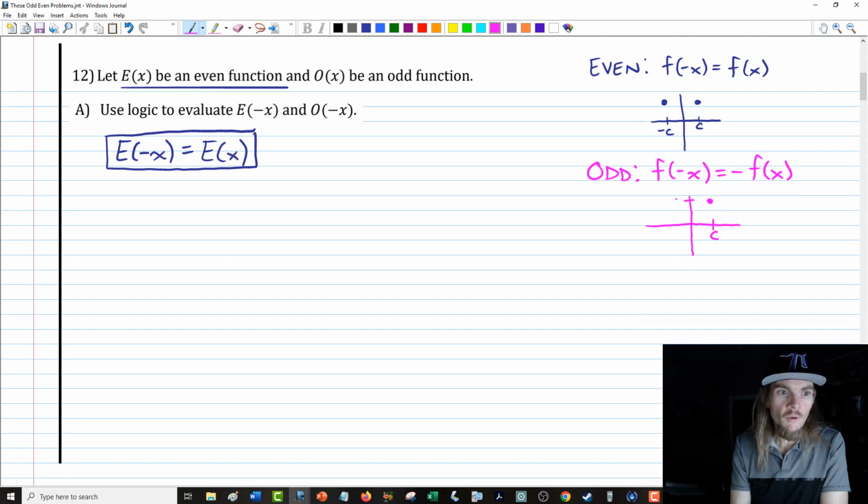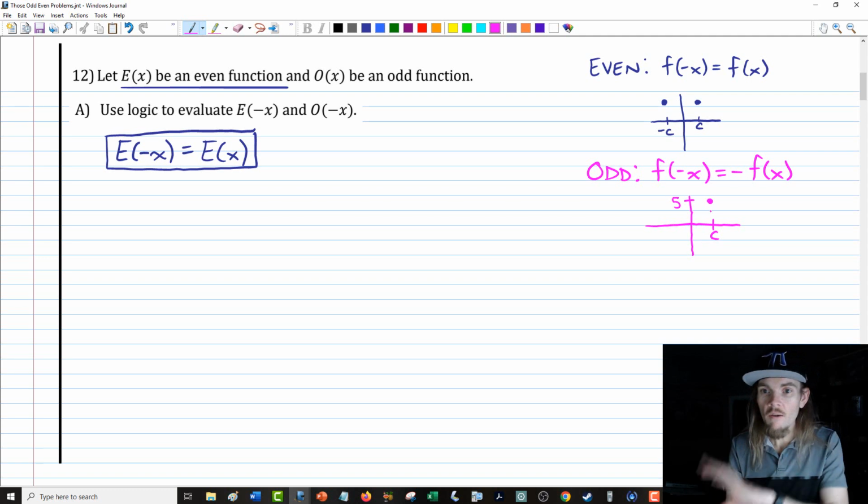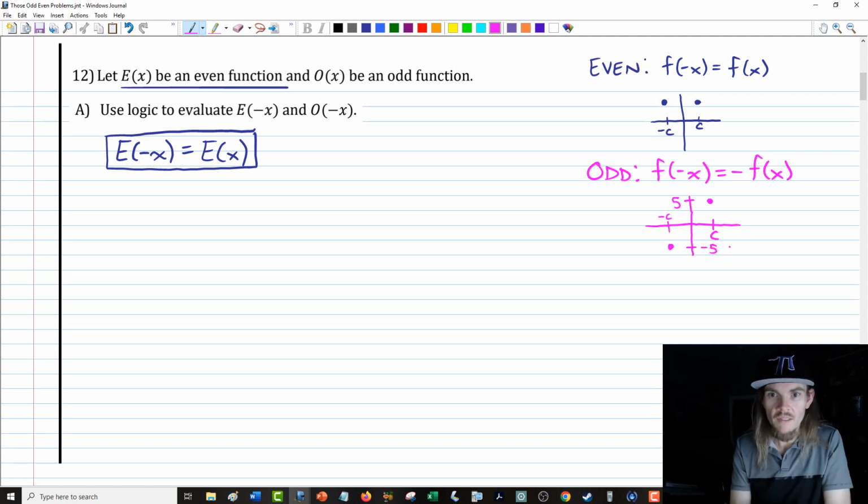Let's say that the y value up here is 5. When we do that 180-degree rotation about the origin, we're going to end up right down here. The x value will, of course, be negative c, because that part hasn't changed. And the height will be negative 5. Again, this is just a made-up example.